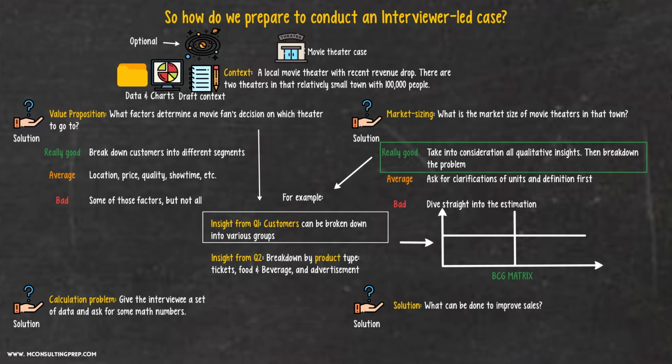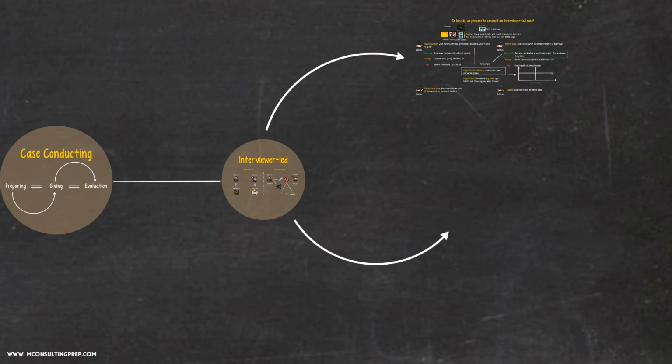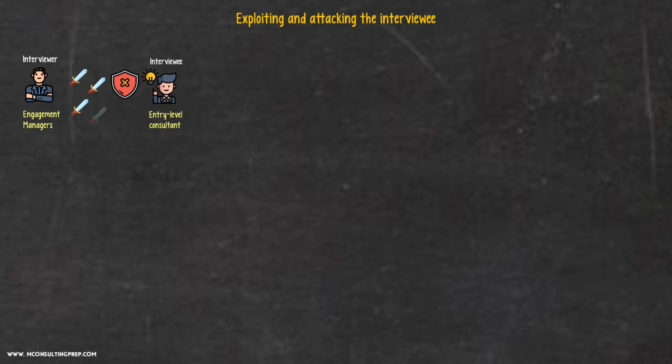Question 4 can be about solutions. Given all the insights of the problem and root causes coming up throughout the case, what can be done to improve sales? Exploiting and attacking the interviewee. This is the fun part. Now you have a chance to be an EM, good or bad depending on how well you grasp the consulting culture and methodology. You should attack as much as you can regardless of the interviewee's level.